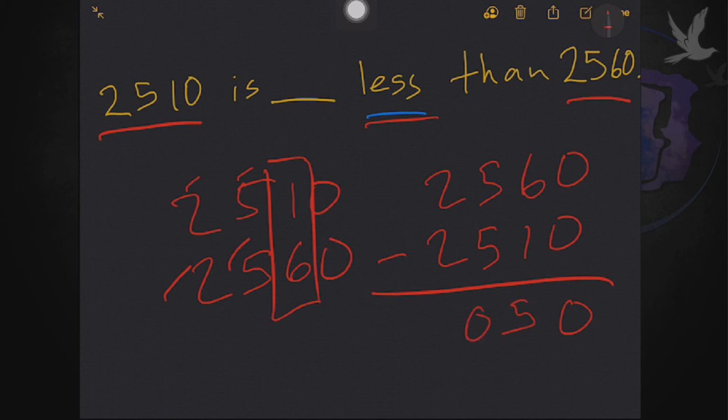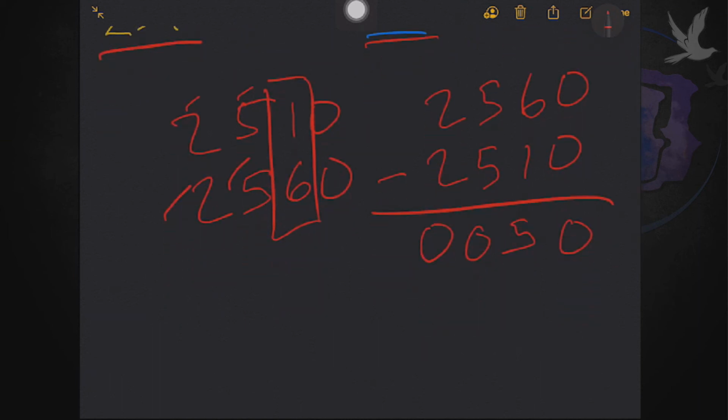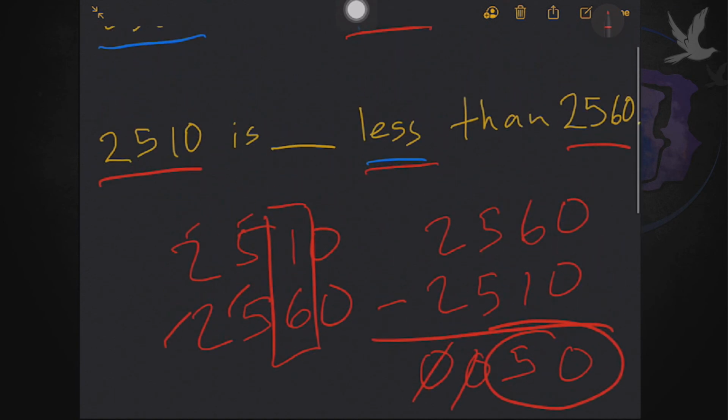550, 2 minus 2, 0. So then again, you have 0050. You don't have to write the first two zeros kasi it's useless. And just take 50 there. So ganyan lang. So we can now say that 2,510 is 50 less than 2,560.